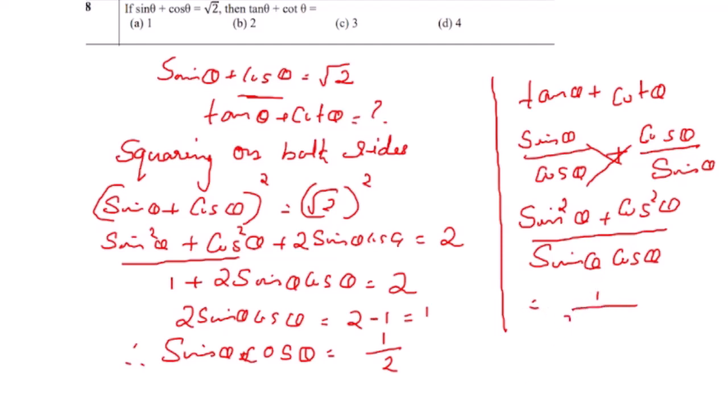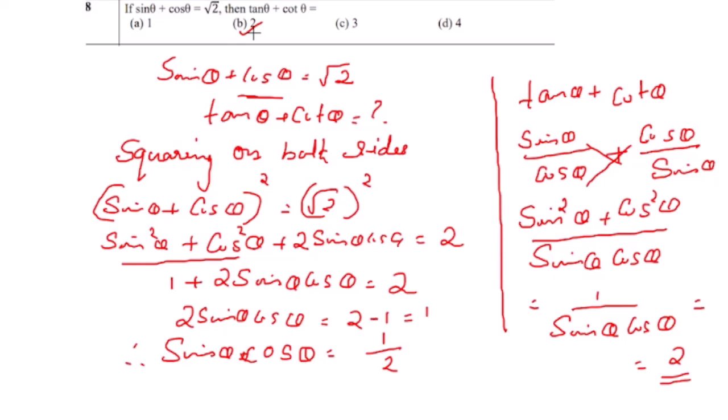1 upon sin theta cos theta. So what is sin theta cos theta? It is 1 by 2. So 1 by sin theta cos theta will be 1 by 1 by 2, that is equal to 2. So the option is B. The value of tan theta plus cot theta is equal to 2.